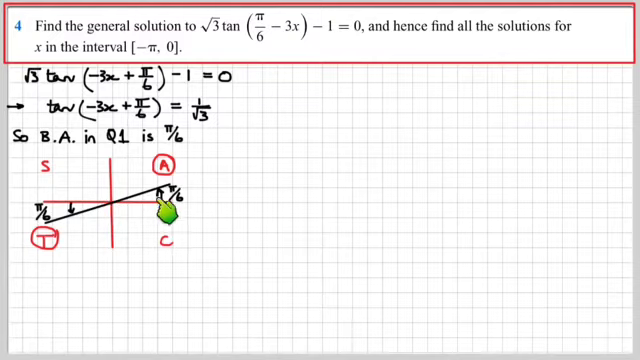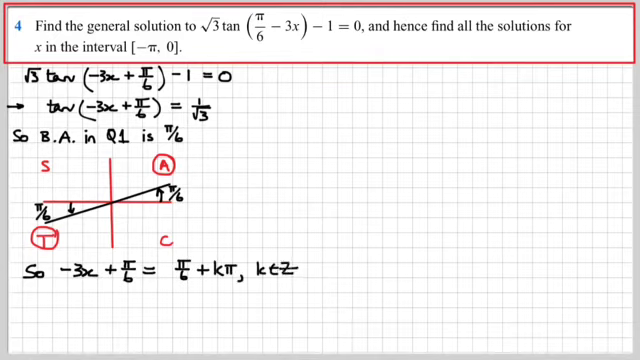We just do one of the angles and then say plus k pi, because the period of tan is just pi. But I'm getting a bit ahead of myself here. So we're saying that minus 3x plus pi on 6, the thing in the bracket here, is equal to pi on 6 plus k pi. If you wanted to, you could have said, okay, it's 7 pi on 6 plus k pi.